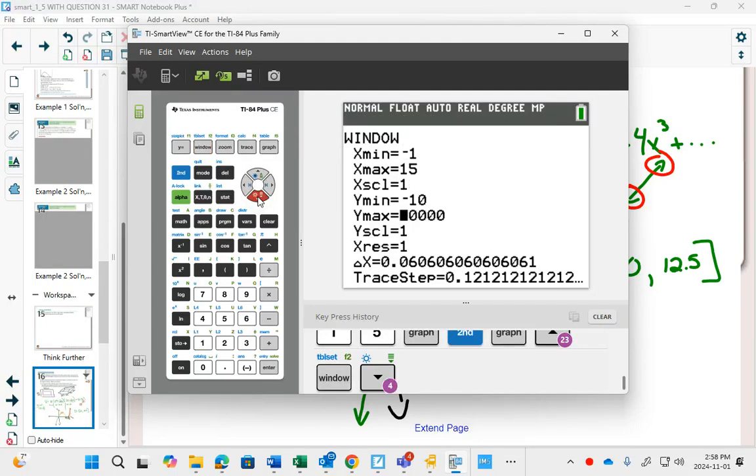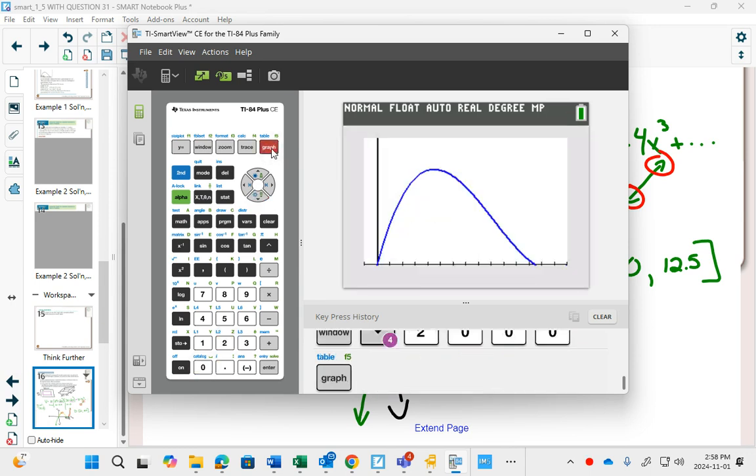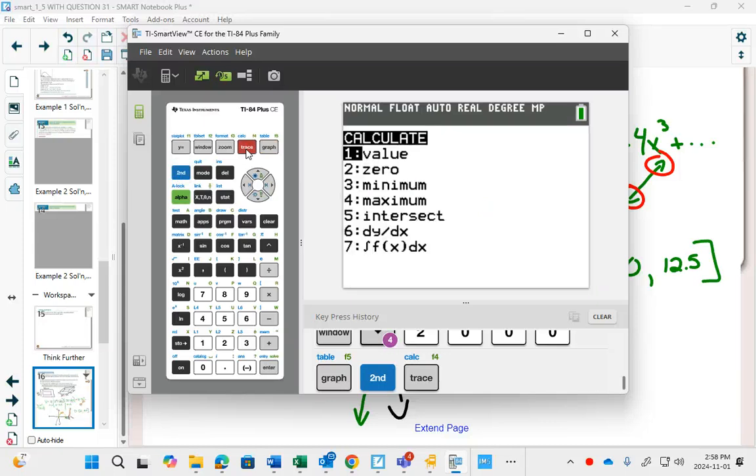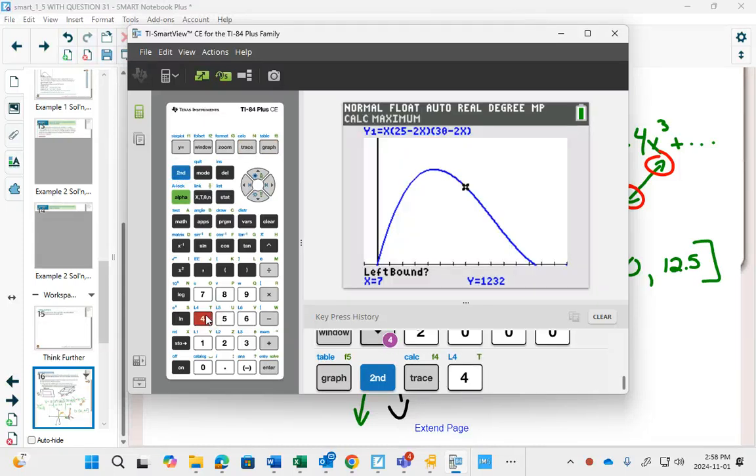So maybe I'll change this down to 2,000. That looks better. And now we can find our maximum. So go second, calculate the maximum.